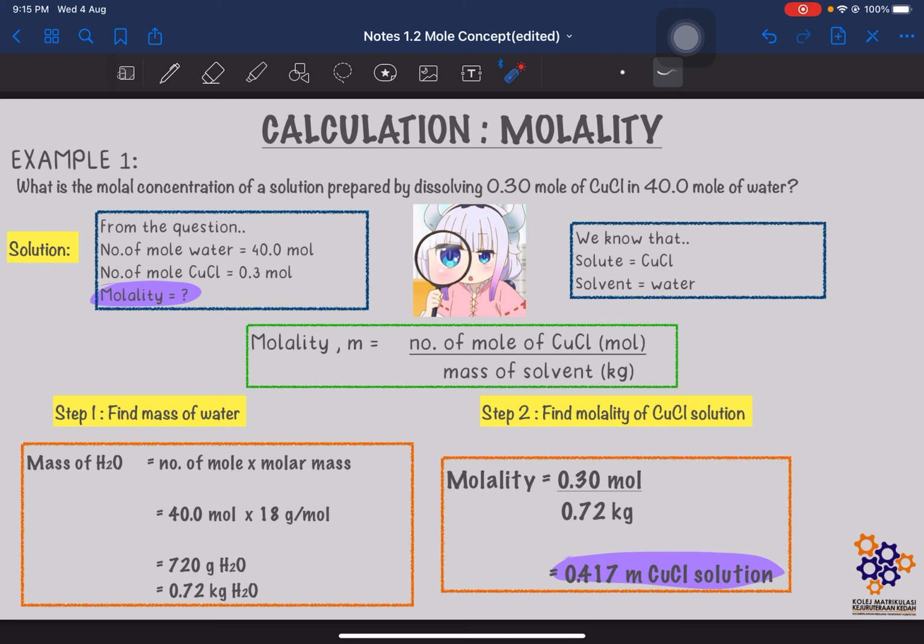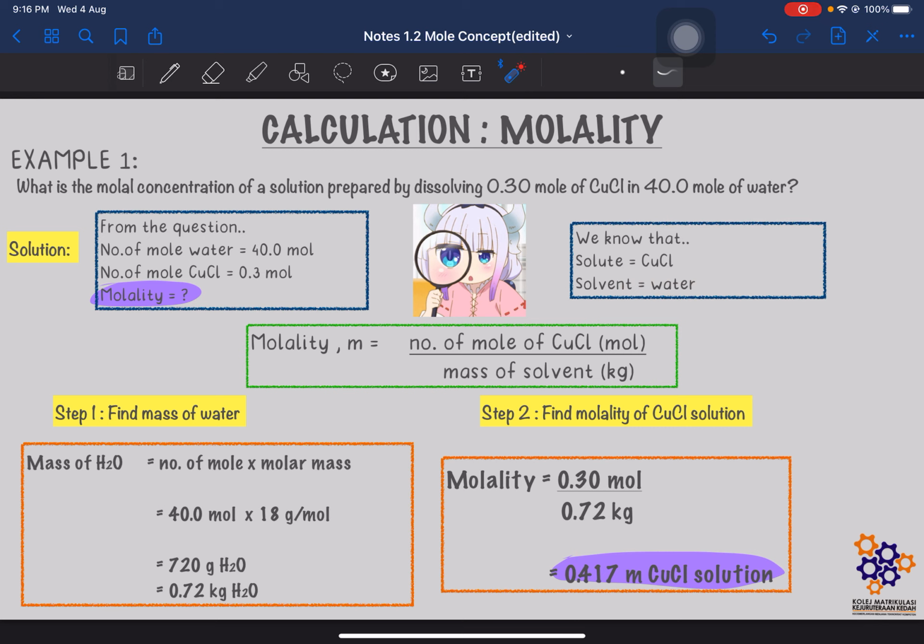Alright, to find molality, we know that the formula is the number of moles of copper chloride divided by the mass of solvent in kilograms. Here, we already have the moles of copper chloride. So what we need to find now is the mass of solvent. Here, the mass of solvent is actually the mass of water, which means that we need to find the mass of water.